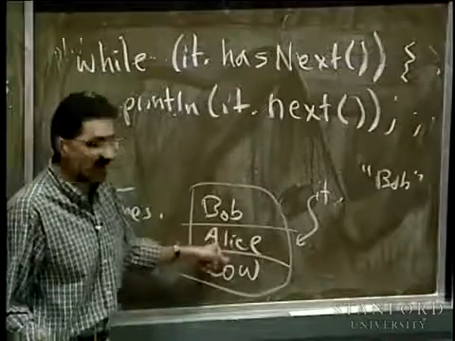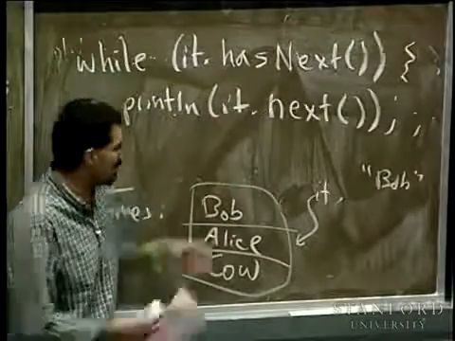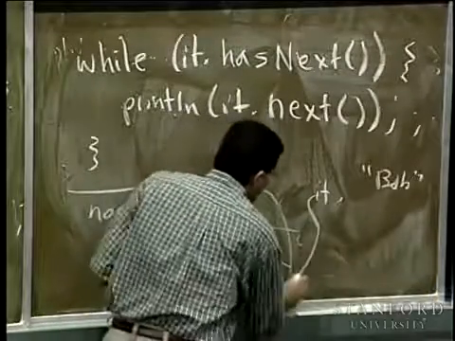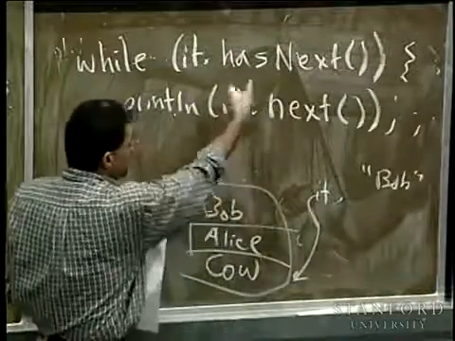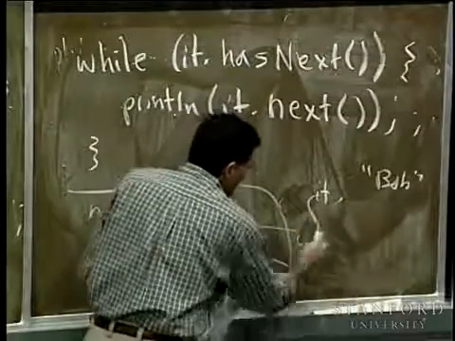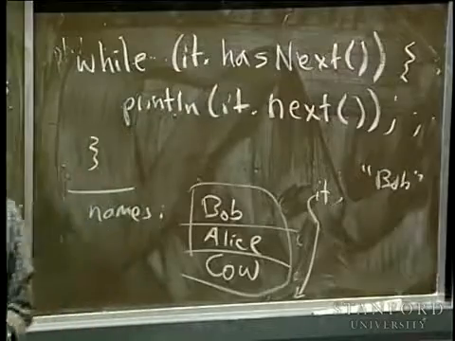And so when you say, do you have a next element? Yeah. Give it to me. You get Alice. And it moves itself down. And then you ask for the third value, and you get cow. And after you get cow, you say, hey, iterator, do you have a next value? So after it's given you cow, it's sort of gone off the end. And it says, I don't have a next value.